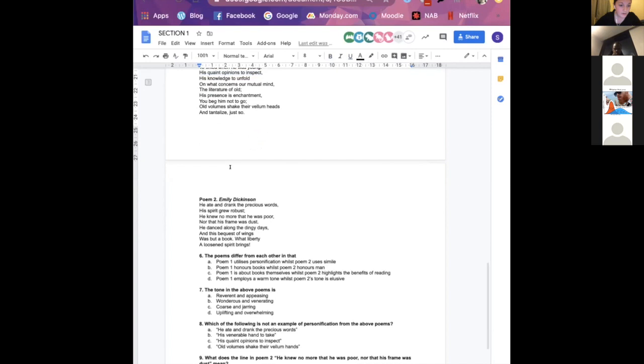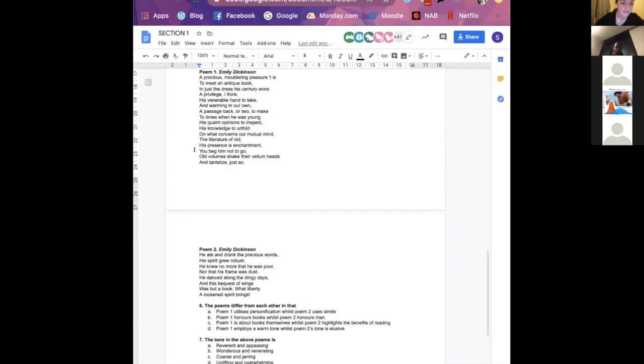And then the final one that I use the example of, yes, to shake their vellum hands. Again, the vellum hands are the hands of the books. Obviously, books don't really have hands, and so this has personified the book.